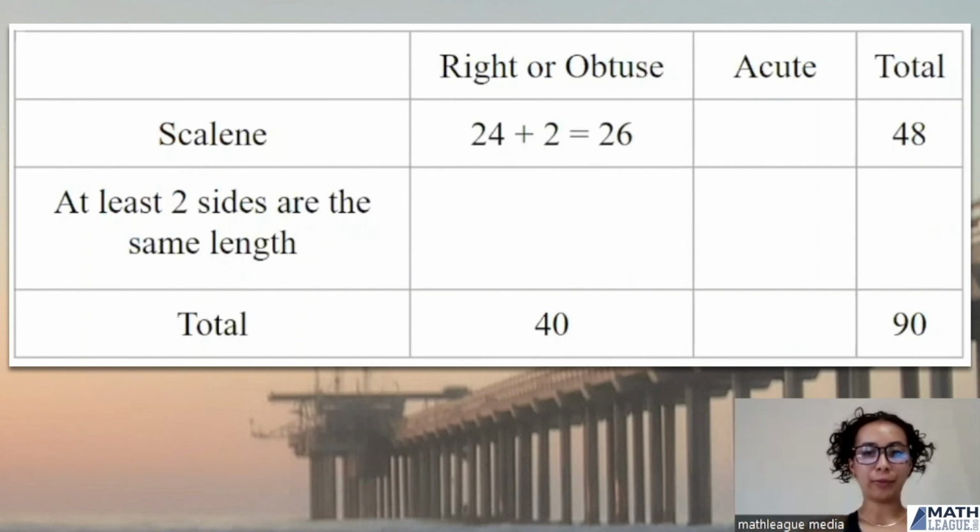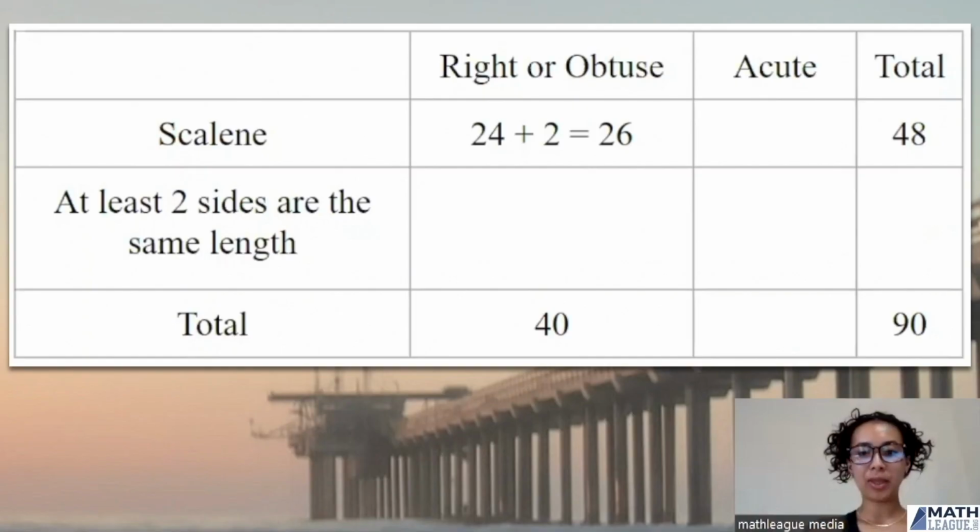The problem also says that 24 flags are right scalene triangles. That goes here. And 2 flags are obtuse scalene triangles. That also fits in this category. And 24 plus 2 is 26. So we have 26 scalene triangles that are right or obtuse. Our table looks a lot fuller now. And just considering the information we have, I think we have enough data points to fill in the rest of it.